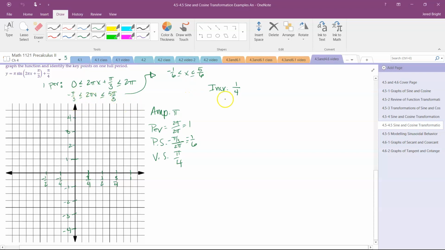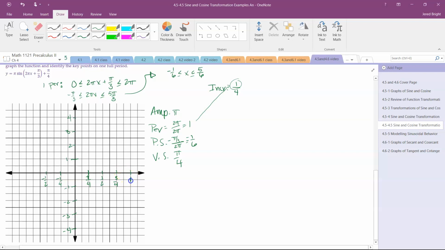But you can see the work that I did here. And then the increments, remember this one is the period, and then I just divide that into 4 to find where we have the maxima, the minima, and the zeros. Okay, so now the tricky part. We've got to graph this thing, right?